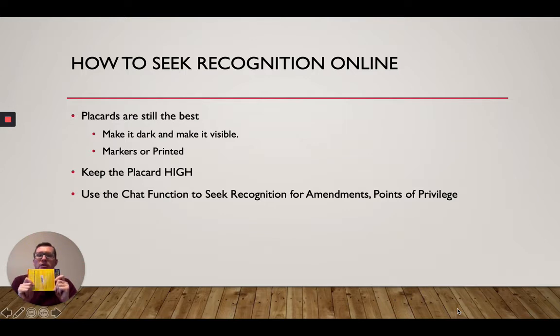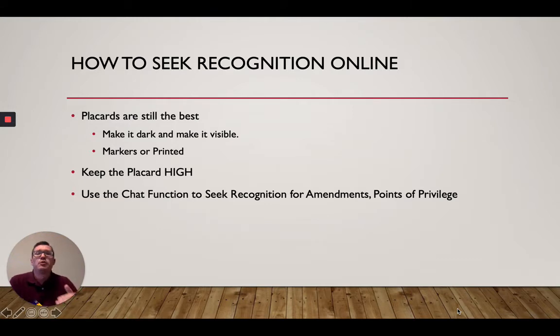Now, make sure that you do something on a white piece of paper and make sure that you make the text dark so it is easy to see. Make sure it is done in a marker of some kind, preferably, or printed. That way we can see it, because sometimes camera quality is not the best. If it's done in pencil, it's not going to be able to be seen.